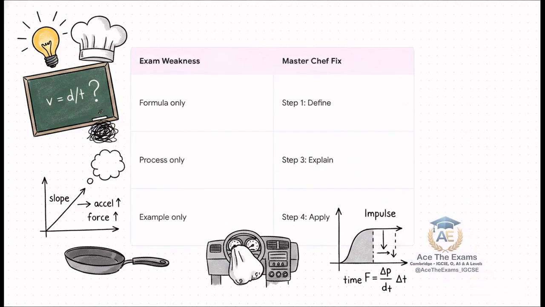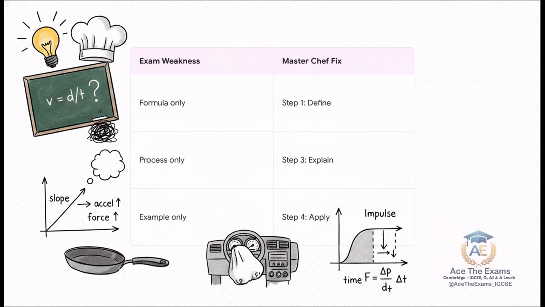Second weakness, quoting a process without linking it to a physical effect. Just writing, the slope increases isn't enough to get the marks. The fix? You must use Step 3 and explain the full cause and effect chain. The slope increases, which means the acceleration is increasing, due to an unbalanced forward force acting on the object. Boom, full marks.